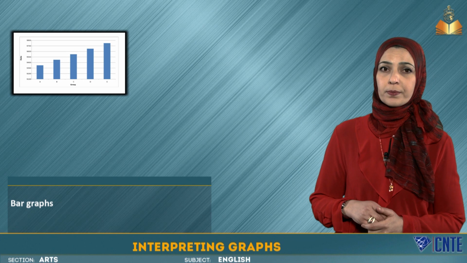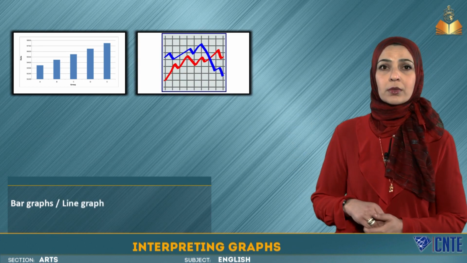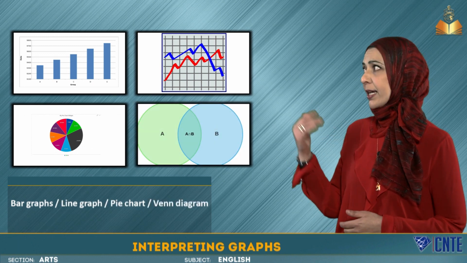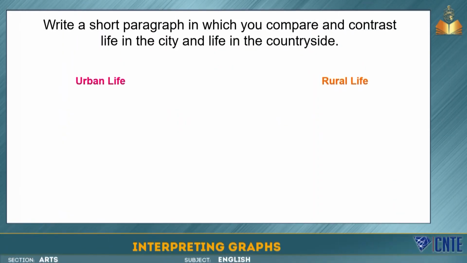Finally, I would like to tell you that all the linkers and expressions seen in this part of the presentation can be adapted to different types of activities, such as studying statistics presented in diagrams, like in the following examples: bar graphs, or line graphs, or pie charts, or Venn diagrams. Now, let's do some practice with a Venn diagram. In this task, you are asked to write a short paragraph in which you compare and contrast life in the city and life in the countryside.